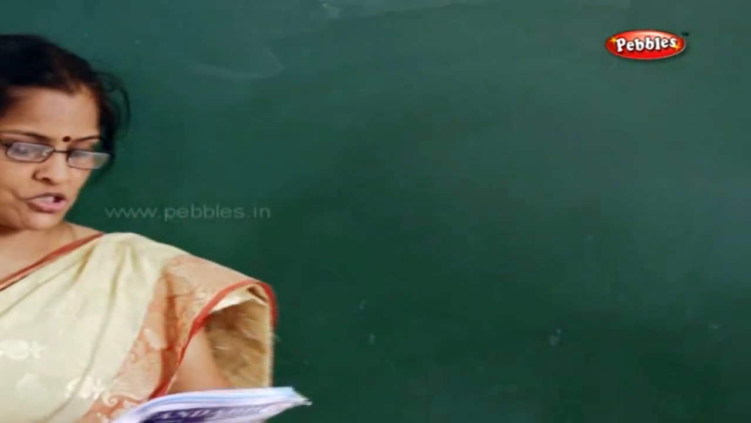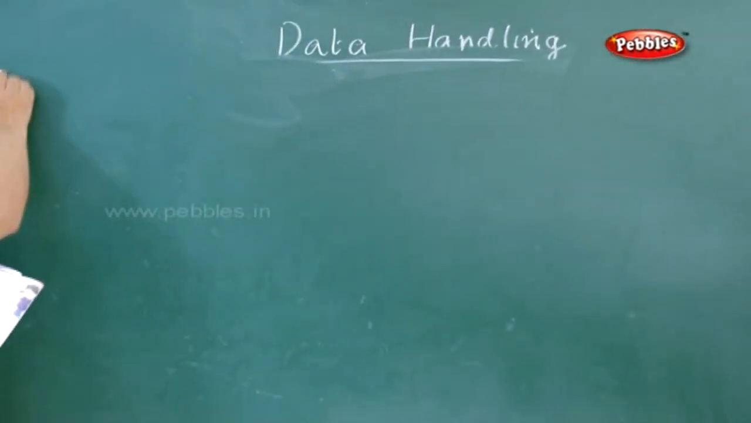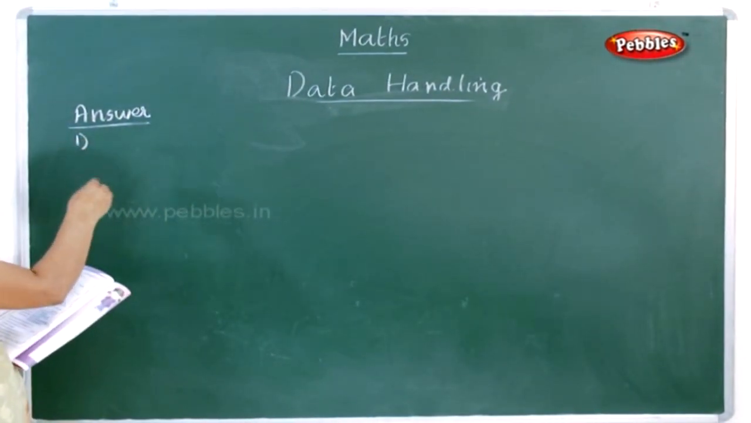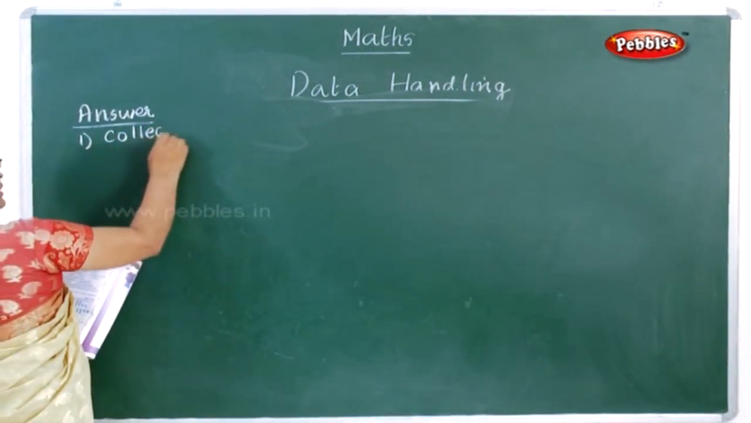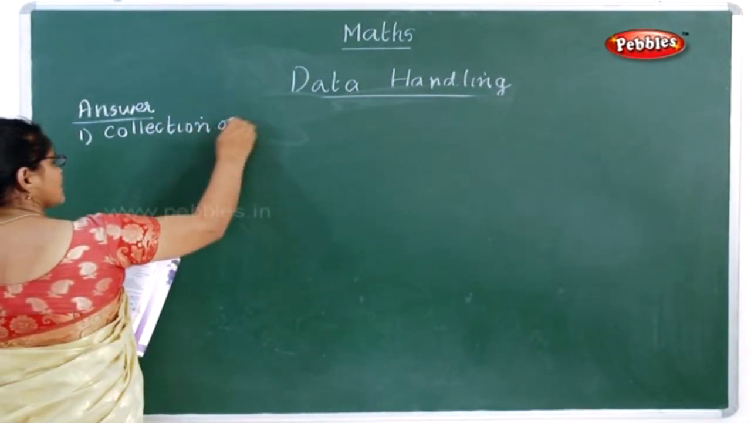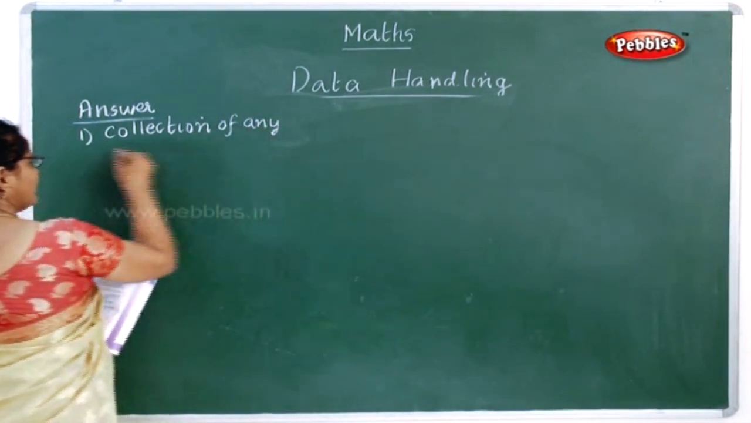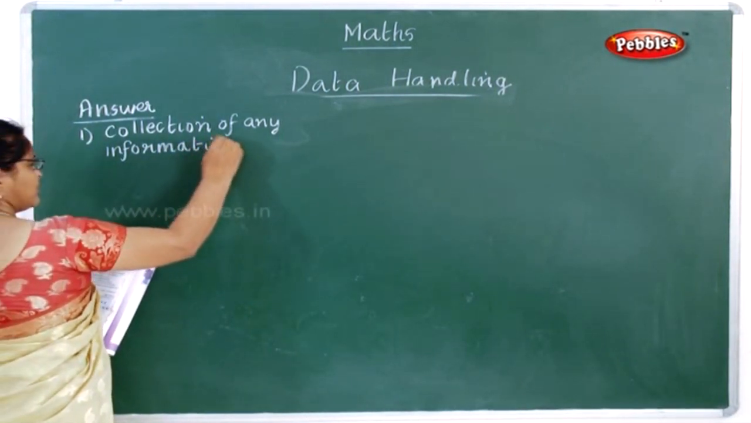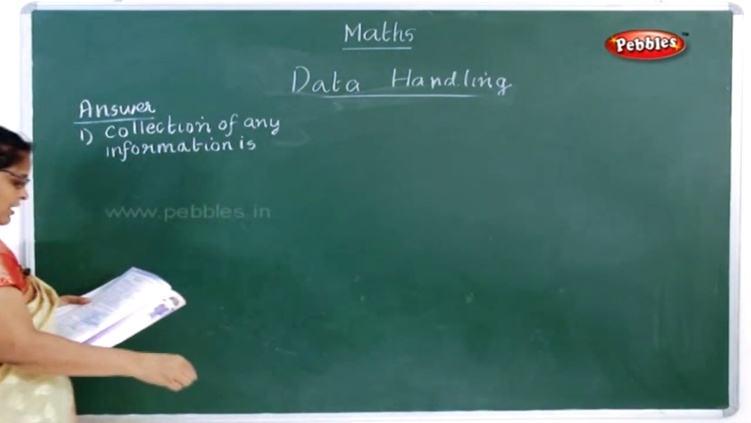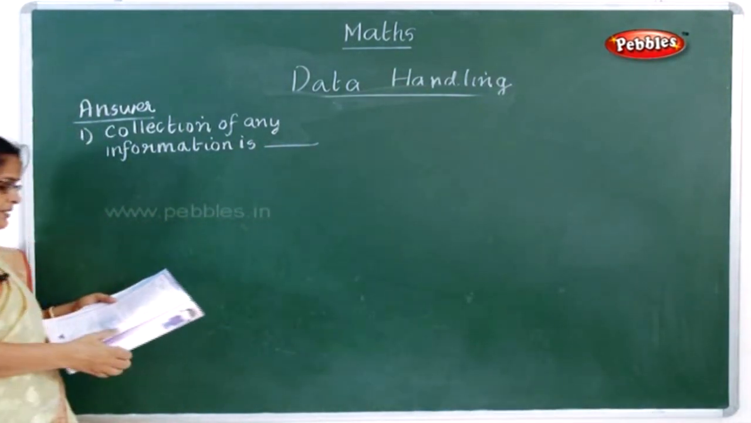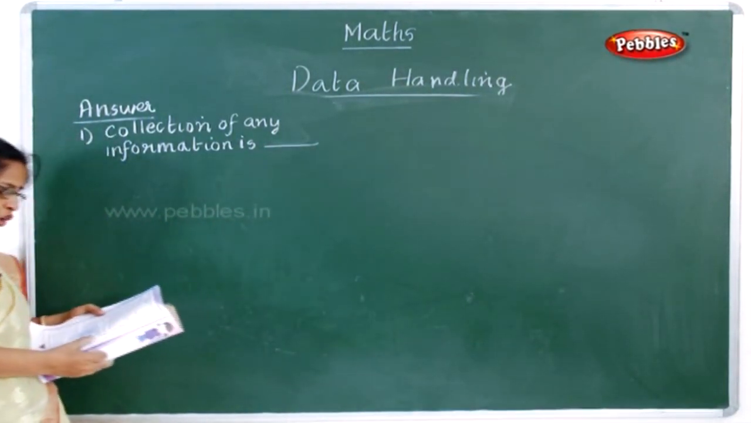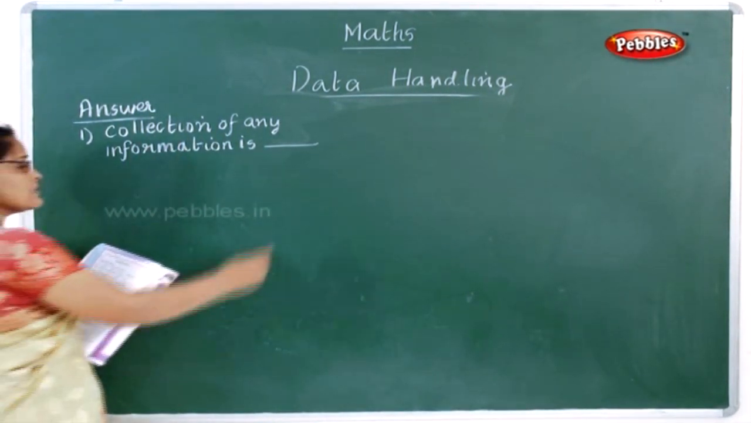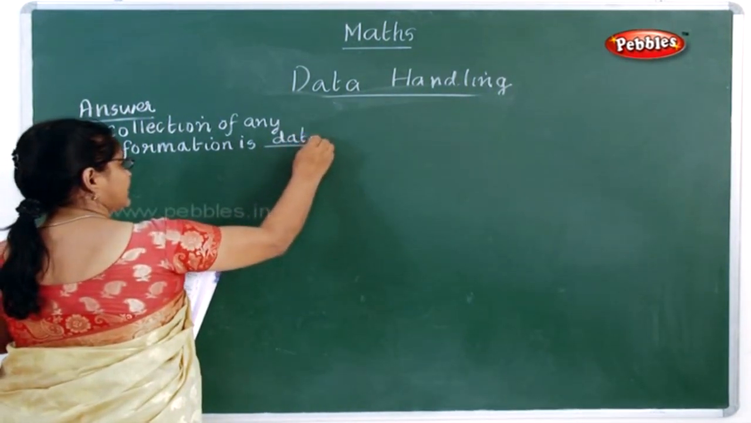Next one is worksheet. Answer the following. Now what is the first one they've given? Collection of any information is called dash. Can anyone tell me whether it is dates, data, dots or drawings? What is the collection of any information called? It is data. It is not dates, it is data.